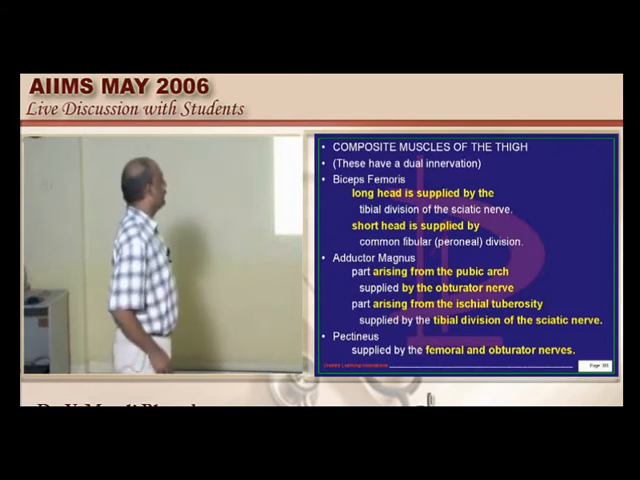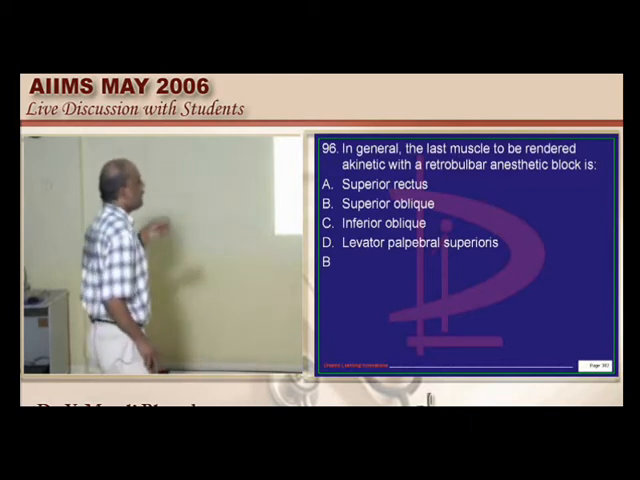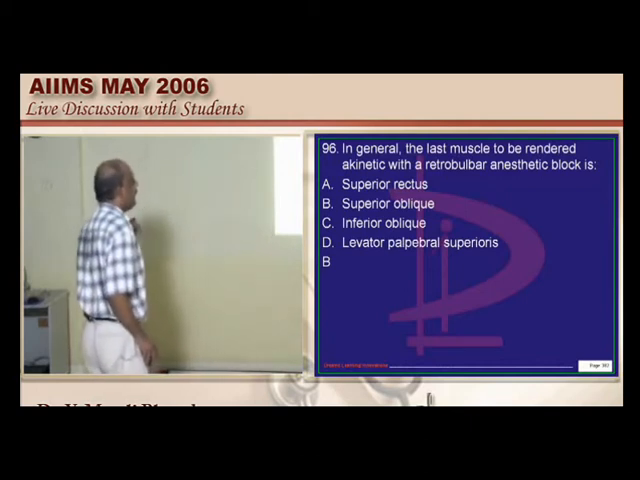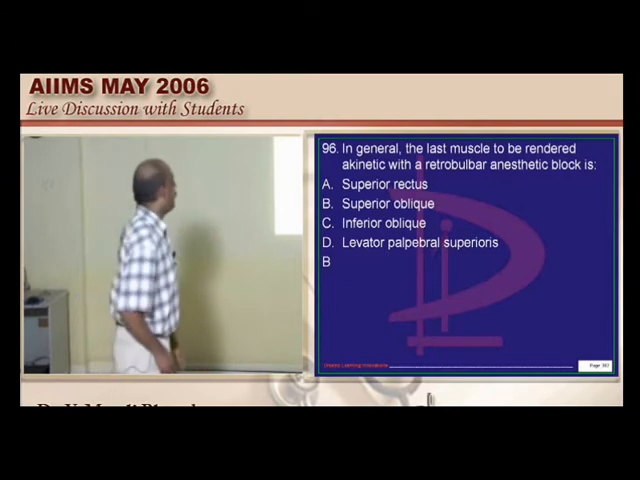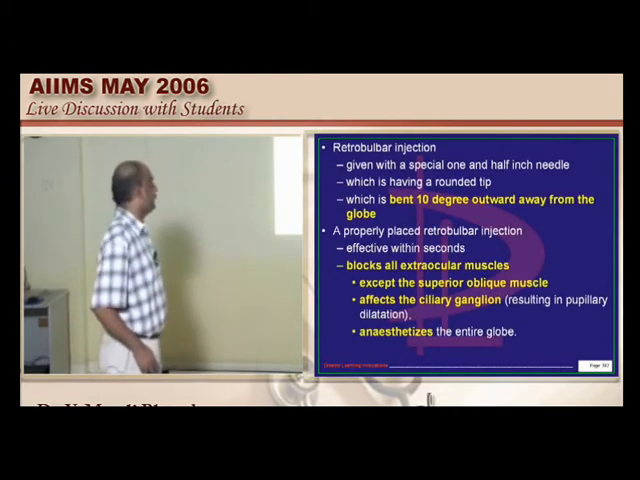Let's go to the next question. Whenever you are giving a retrobulbar anesthetic block, which is the last muscle that is going to be rendered akinetic is my question to all of you. So what is this retrobulbar injection? Let us talk about it.